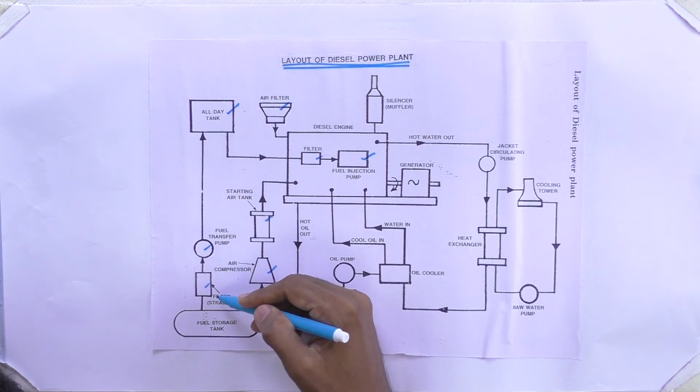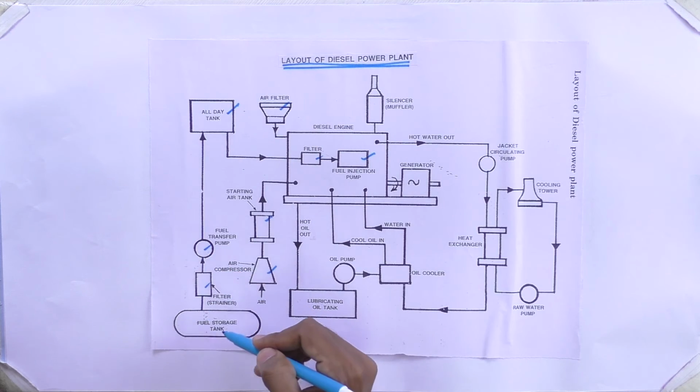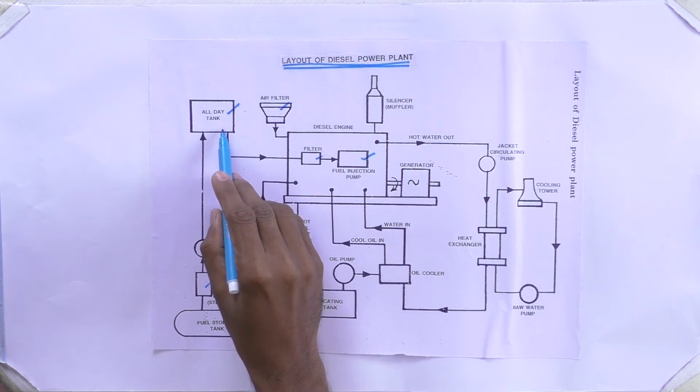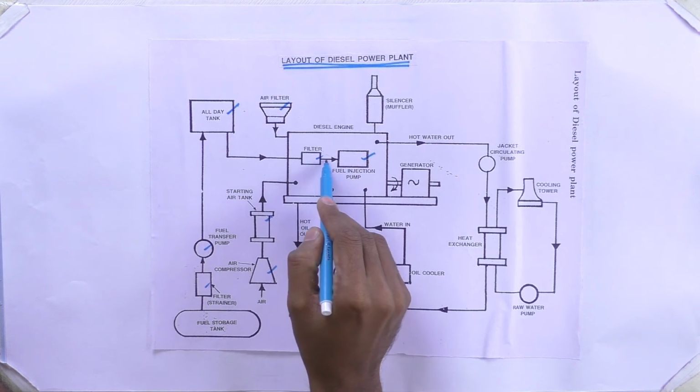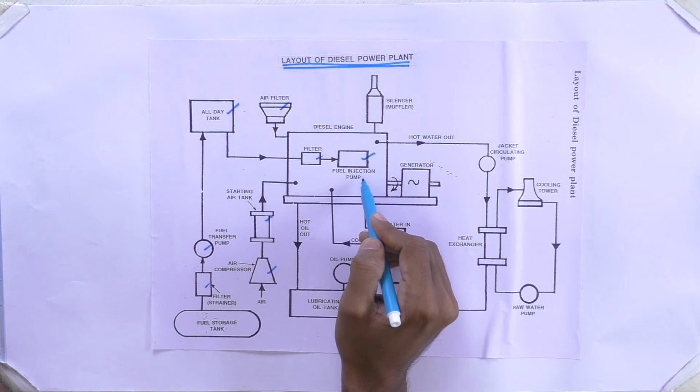Again we are going to filter here initially, and then the fuel transfer pump. This pump is used to pump the fuel from the storage tank to the all day tank. Here the all day tank is at a certain position, so naturally the fuel will flow to the filter area, where it is filtered once again, and then sent to the fuel injection pump.